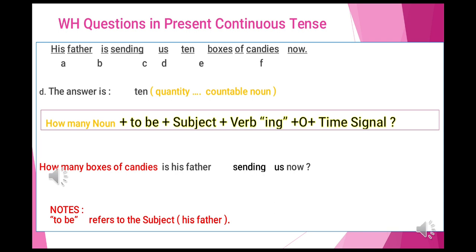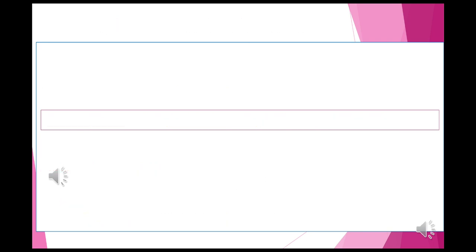How many boxes of candies is his father sending us now? Look at the note. To be refers to the subject. The subject is his father. His father is he. So we use is.